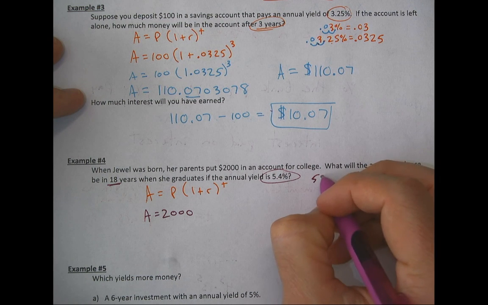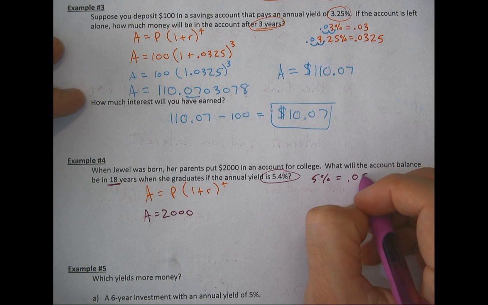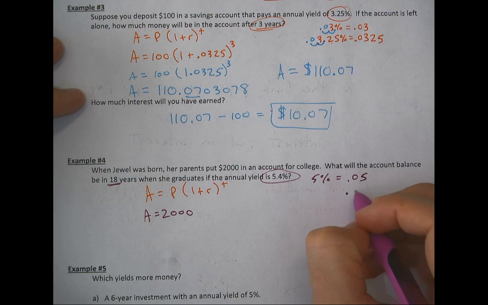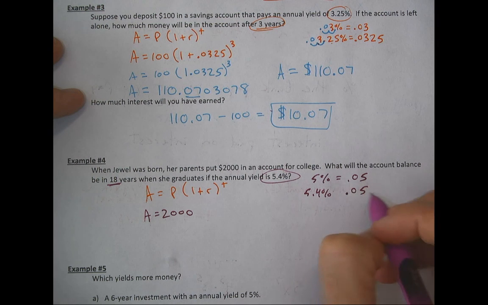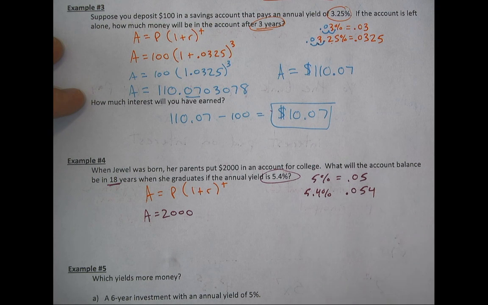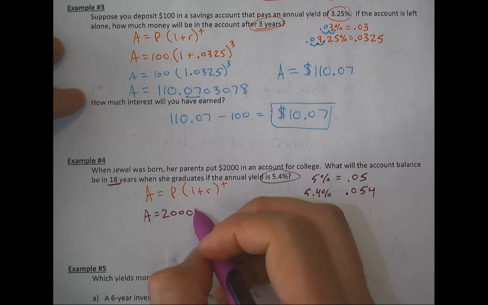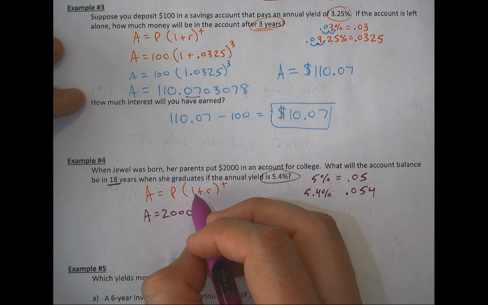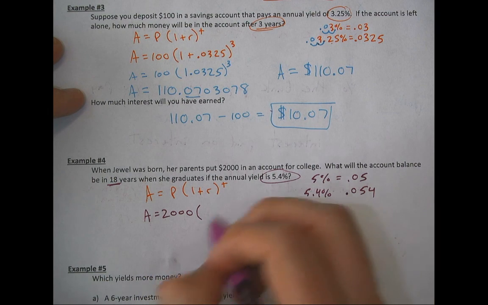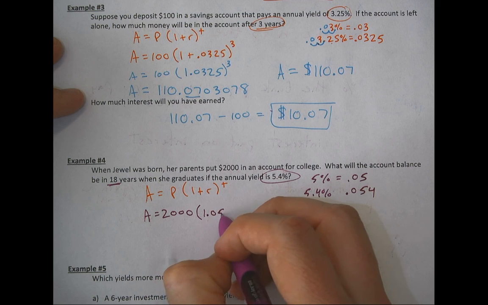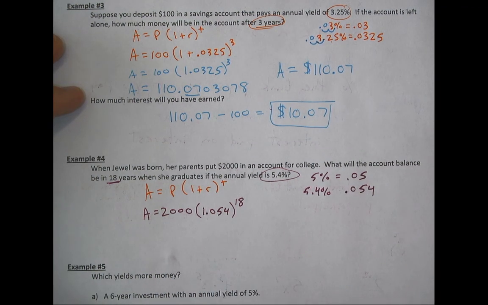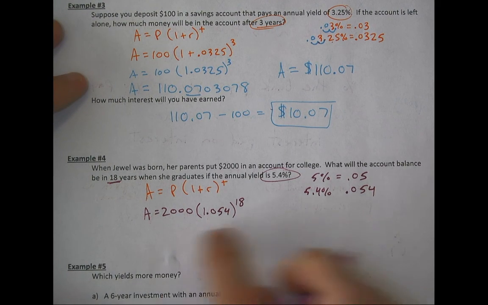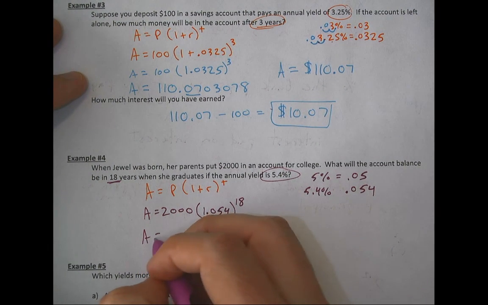So 5% is 0.05. Okay, so we're going to start with that. 5.4%, you literally just add the 4 at the end. Okay, so that's going to be our rate. Now I'm going to go ahead and add the 1 and the 0.054. It's 1.054. Raised to the number of years, so 18 years. Run that through the calculator.